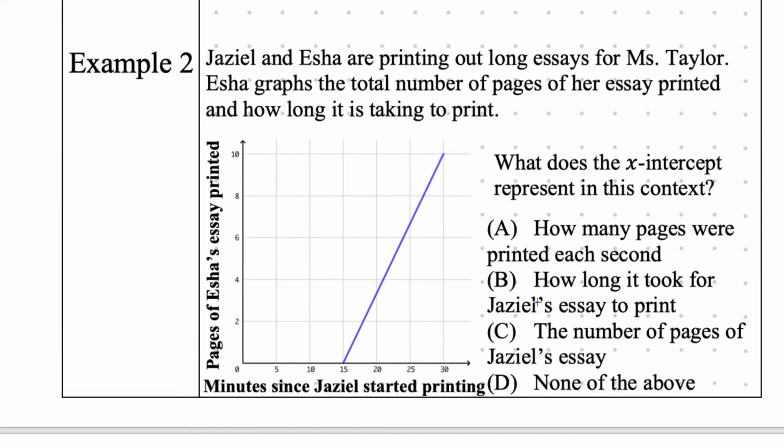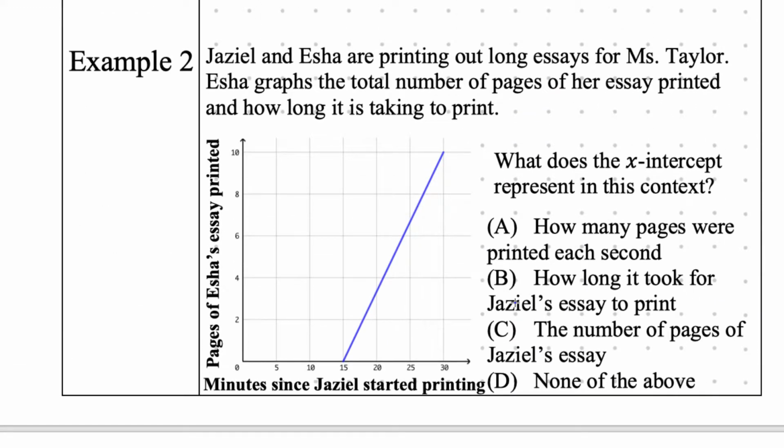Let's move on to example 2. Haziel and Esha, so you two are printing out long essays for Miss Taylor now. So it's going to go Haziel, he's printing out his essay, then Esha is going to print out her essay. So Esha is going to graph the total number of pages of her essay printed and how long it takes to print. So we can see on this graph that the y-axis here is the pages of Esha's essay, and the x-axis is minutes since Haziel started printing.